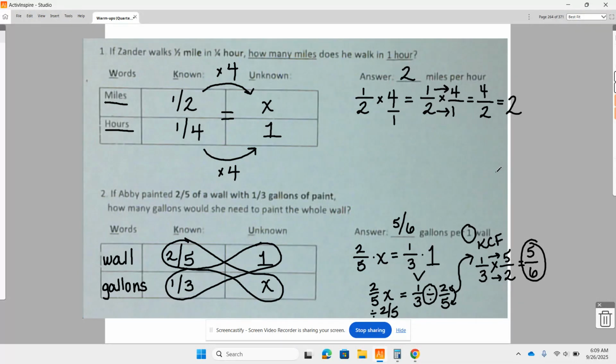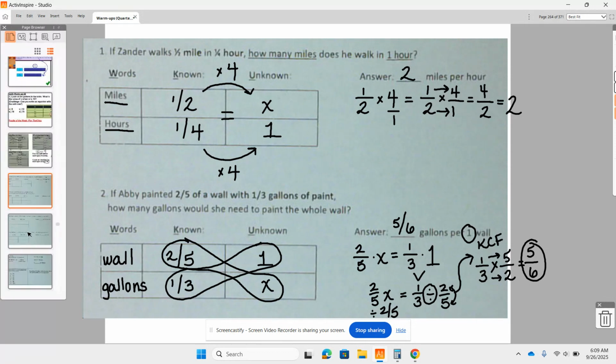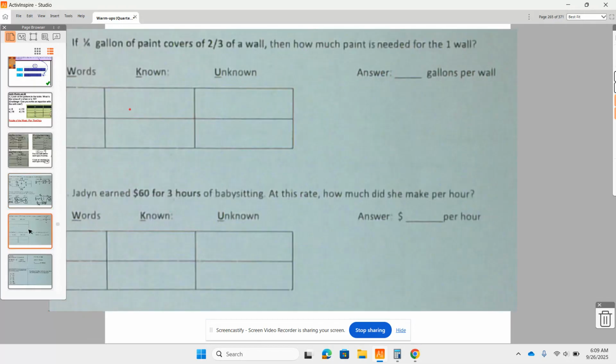All right, you can pause the video here, try numbers 3 and 4, and see if you're able to get those. All right, let's see how you did.